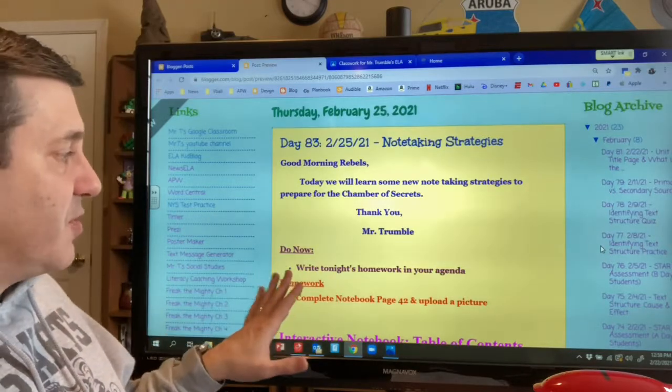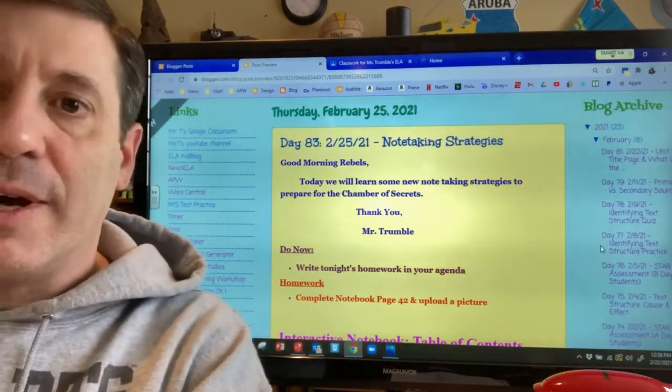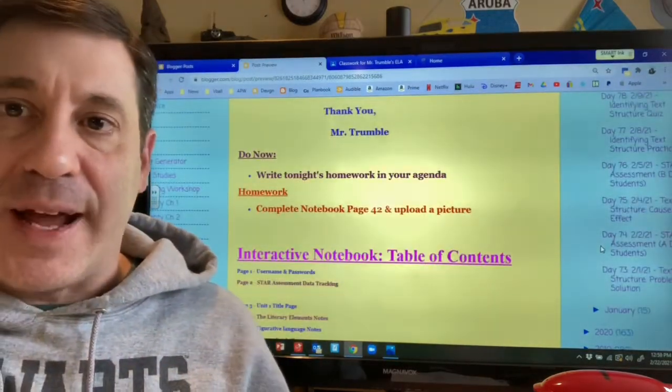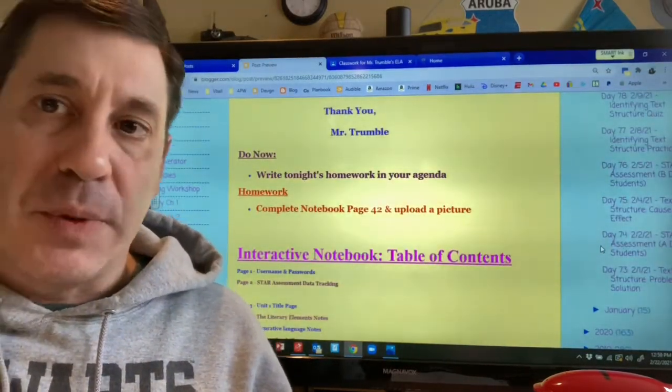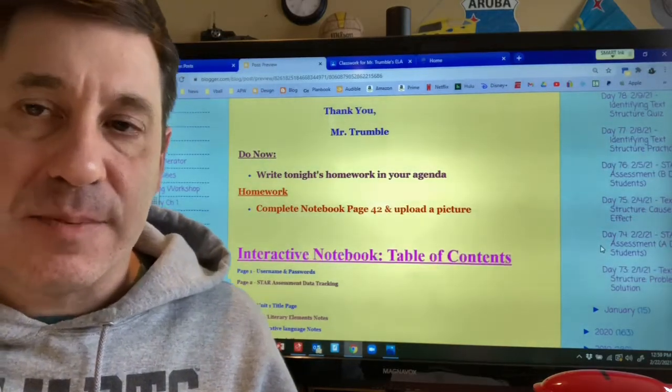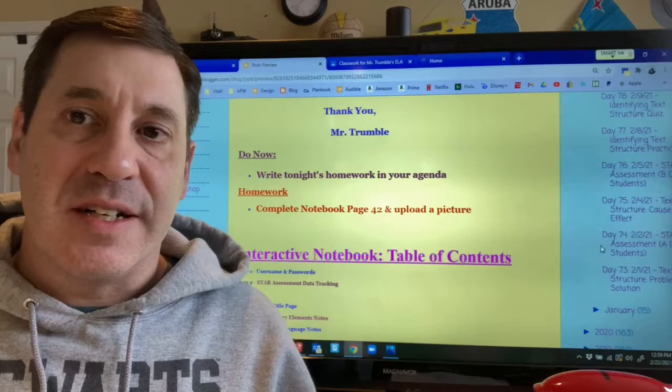So the do now is very simple. It simply asks you to write down your homework in your agenda. Your homework is to complete page 42 and to upload a picture. So we're going to be just jumping right in today into this page. It won't take us long.